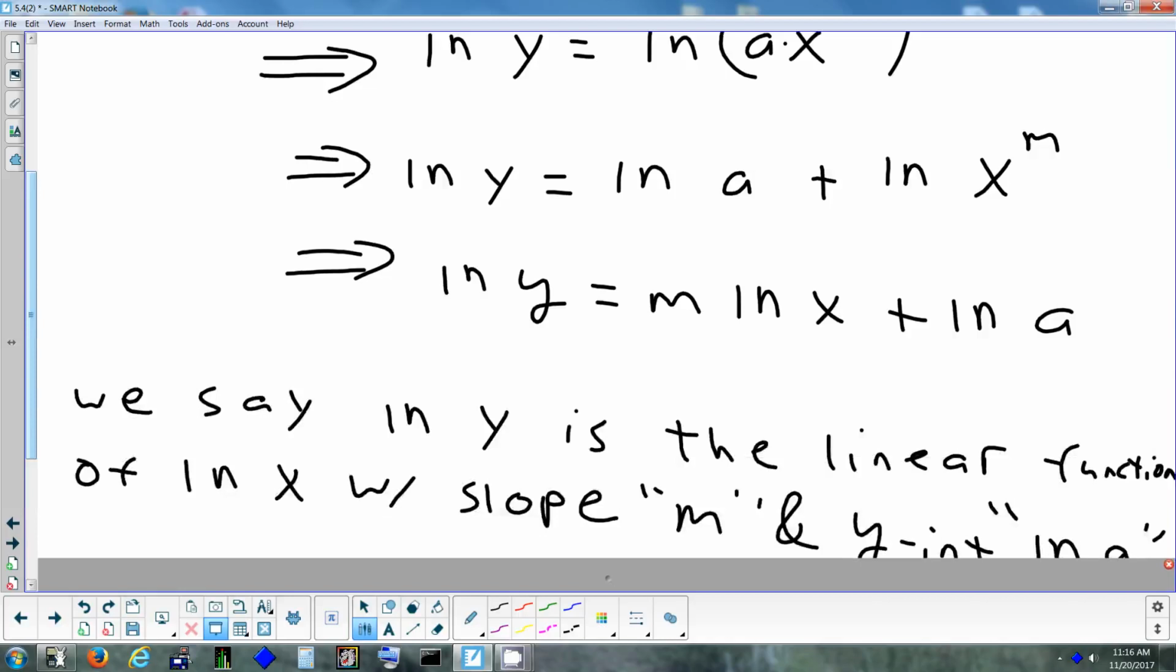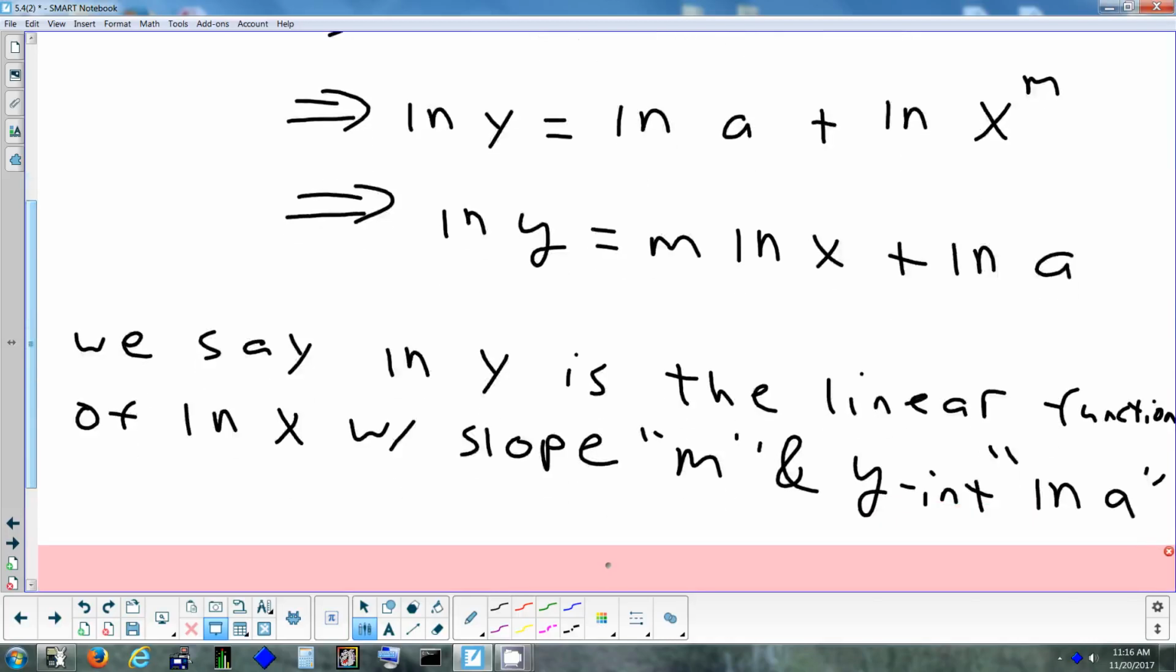We can say that ln of y is a linear function of ln of x, where our slope is m, and the y-intercept is ln a. So I can't say that y is a linear function of x, because it's not. But I can say the natural log of y is a linear function of the natural log of x. And that's a hint at how you can figure out whether or not to use a power model.